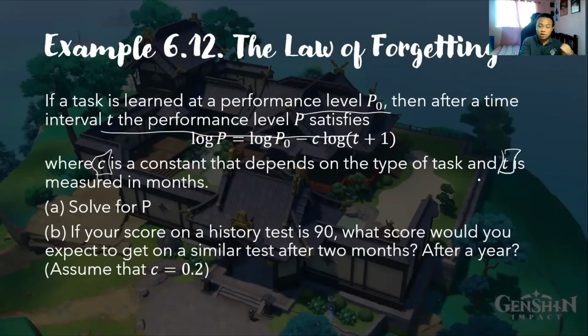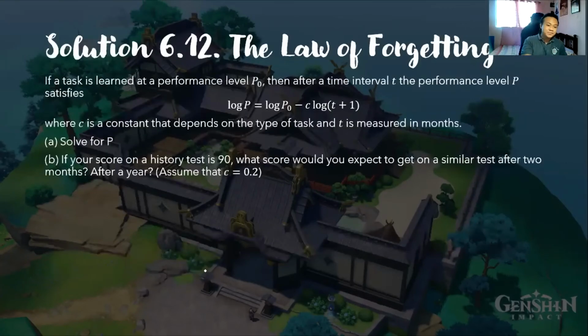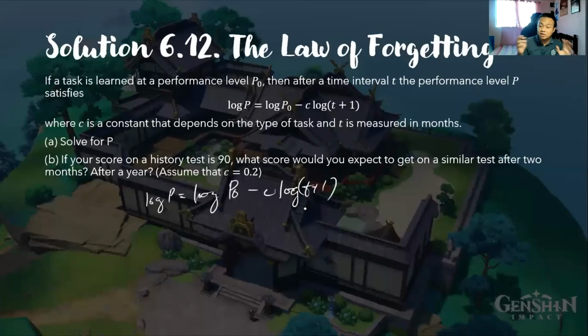Okay, so let's solve for P. If your score in the history test is 90, how would you expect to score on a similar test after 2 months, or after a year? Assume that the constant C is 0.2. Okay, so let's answer that. Solve for P.